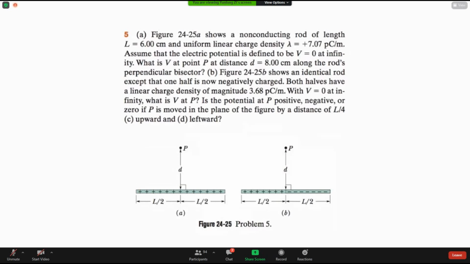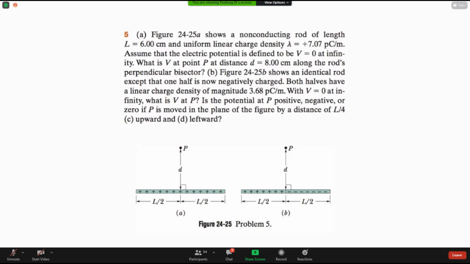Okay, so this one is about the electrical potential. The figure shows a non-conducting rod of length L, 6 centimeters, with a uniform linear charge density lambda. Assume that the electrical potential is defined to be V equal to 0 at infinity. What is V at the point P at distance D equals 8 centimeters along the rod's perpendicular bisector? Okay, so let's solve this problem first.